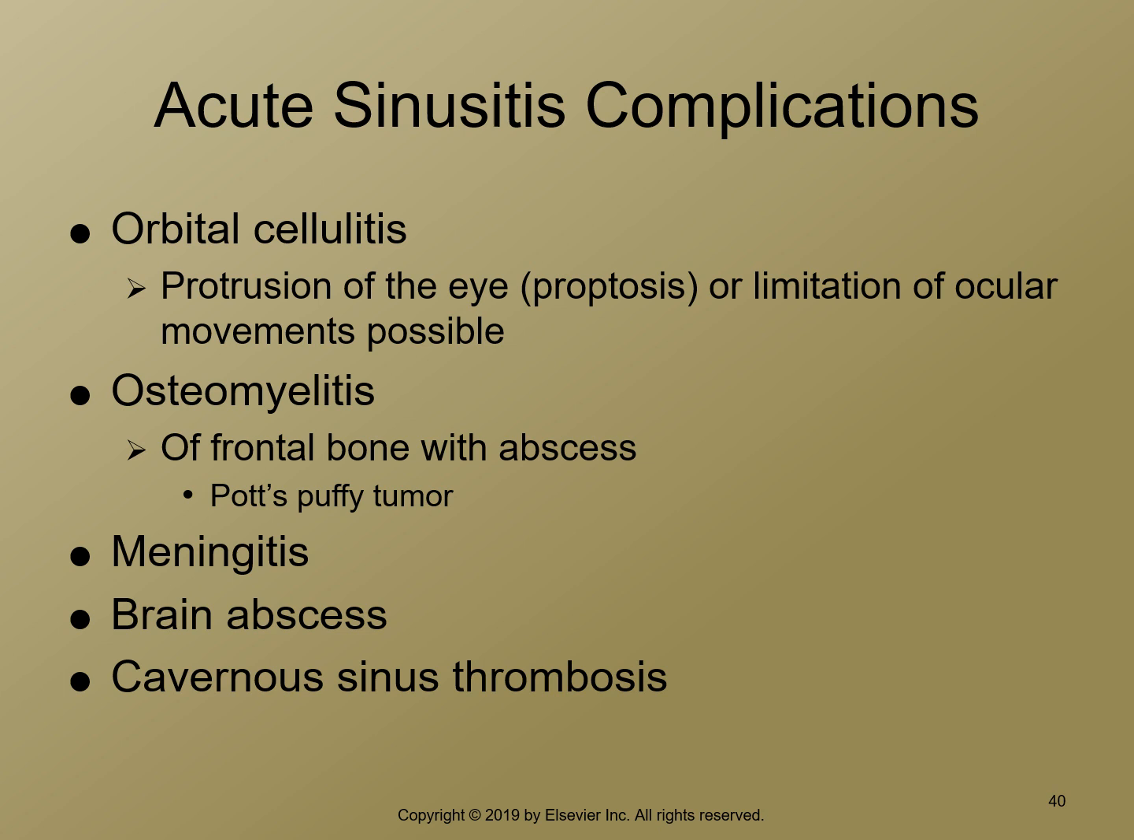Complications associated with acute sinusitis include orbital cellulitis. So the patient presents with protrusion of the eye, or they may experience limitation of ocular movements. Osteomyelitis can occur, in which the bone becomes infected, and these infections reach the bone by traveling through the bloodstream or spreading from nearby tissue. A presentation of osteomyelitis is known as Pott's puffy tumor, in which the frontal bone progresses to an infection and an abscess. Other complications include meningitis, brain abscesses, and cavernous sinus thrombosis.